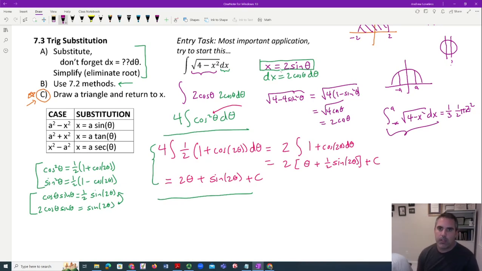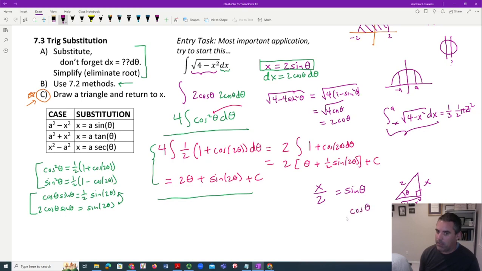Okay, so we're trying to return to x. And what we know is that x over 2 is sine of theta. Watch my video on the triangle trick, but we should immediately be thinking of this right triangle, and we should be labeling the opposite side x and the hypotenuse 2. So x, 2. If you watch my video, I'll explain how you can quickly get this other side, the square root of 4 minus x squared. We can get any other trig function that involves theta.